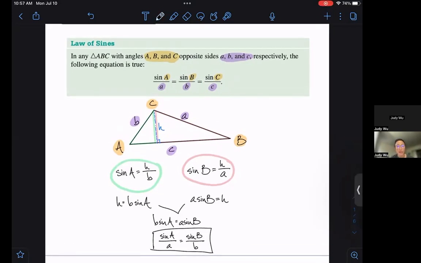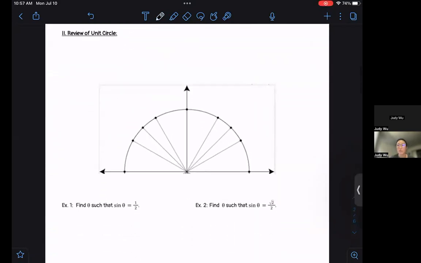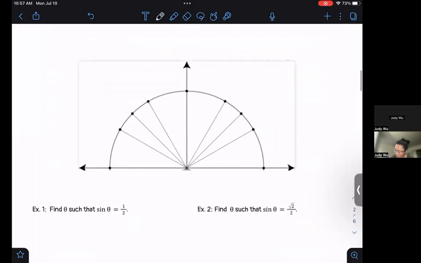But now that we know where it comes from, before we do some examples, I want to review some really important things on the unit circle, all right? So we've only taken the top half of the unit circle, and the reason being that we've got 0 degrees, and we've got 180 degrees, okay? And we know that a triangle can't have more than 180 degrees. So that's why we're only looking at the top half of the unit circle, okay?